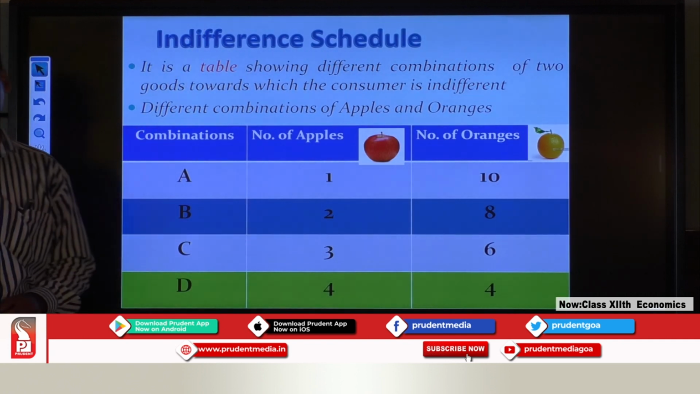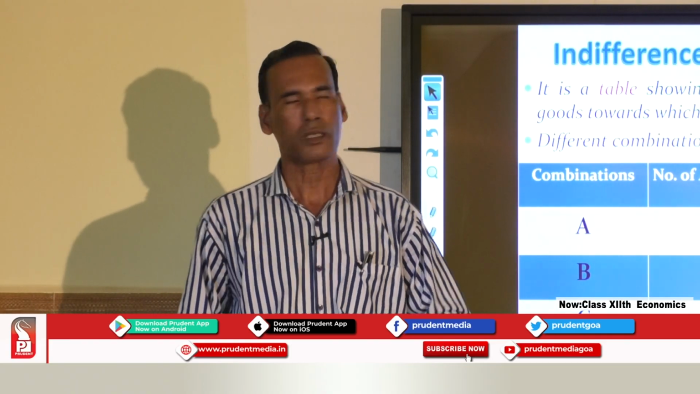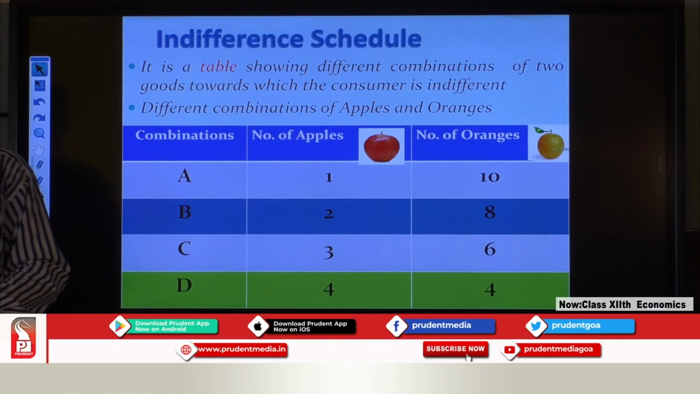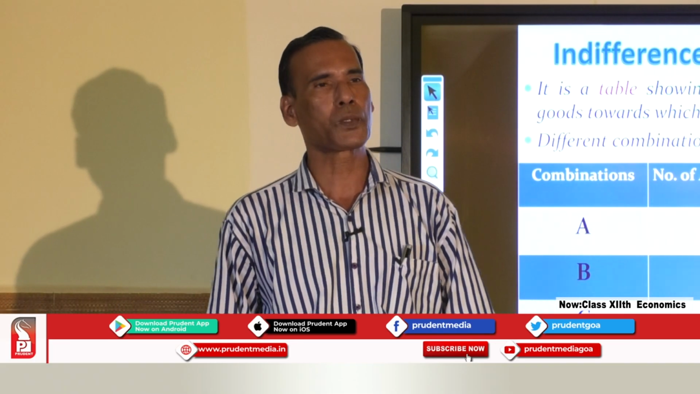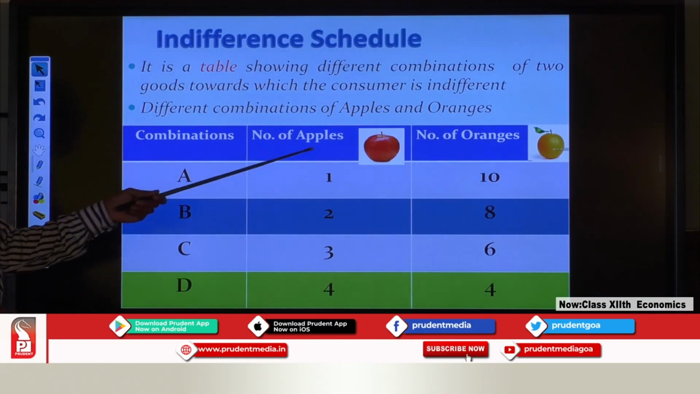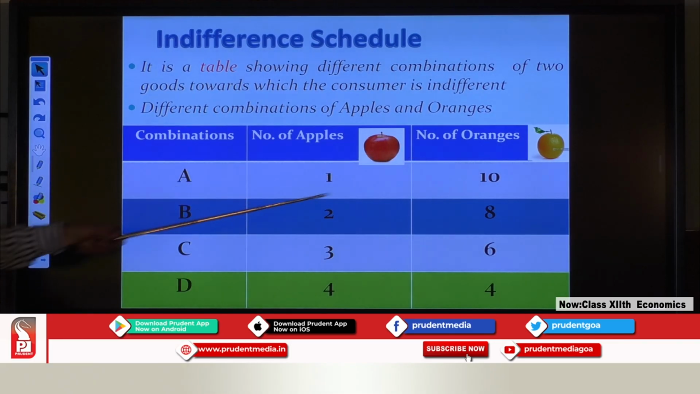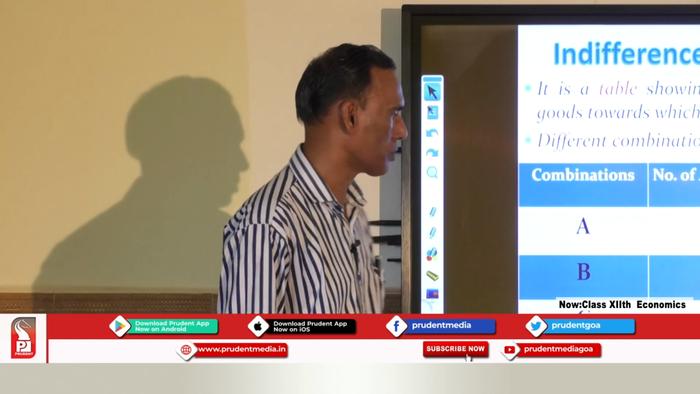Indifference schedule. Schedule means a table. Now, coming to indifference schedule, it is a table showing the combination of two goods. That is, here I have taken the example of apples and oranges. These are the combinations A, B, C, D, and all the combinations, whether it is A, B, C or D, they give me the same level of satisfaction.